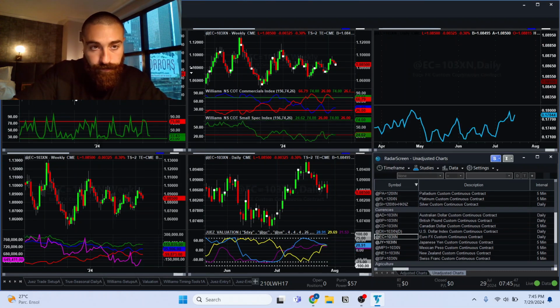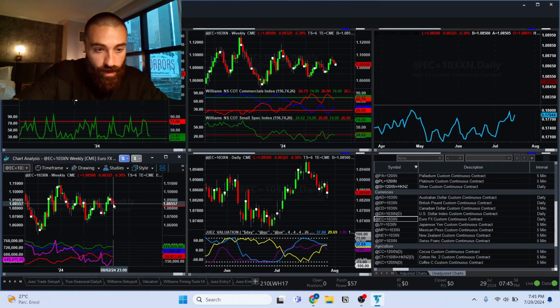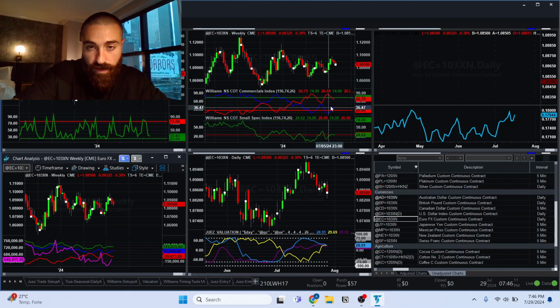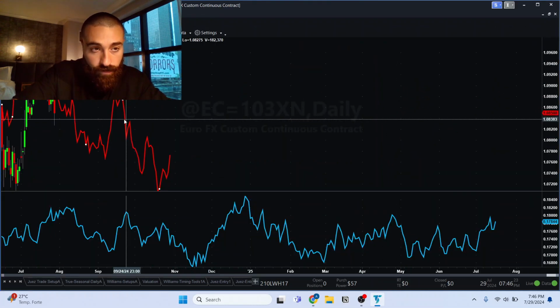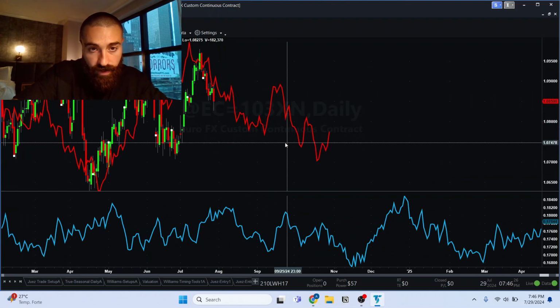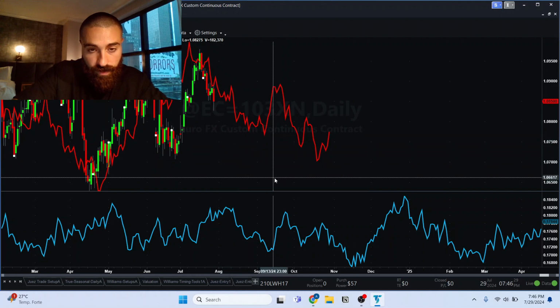Now we have euro. I was very bearish on euro, and let's see now what happened. Stable right here, nothing major happening. Sentiment was above 75, and this is when we started seeing the move lower. Also, COT is stable. We are more towards the overvalued. Bearish cycle. Also, the seasonal is leaning towards bearish.